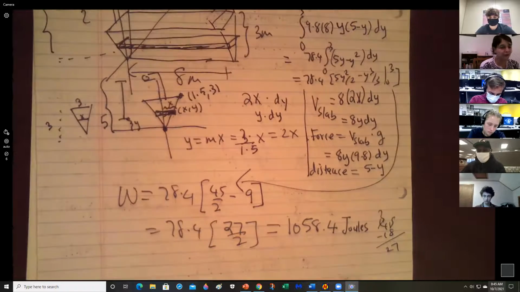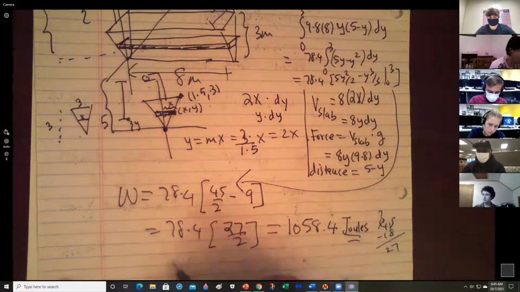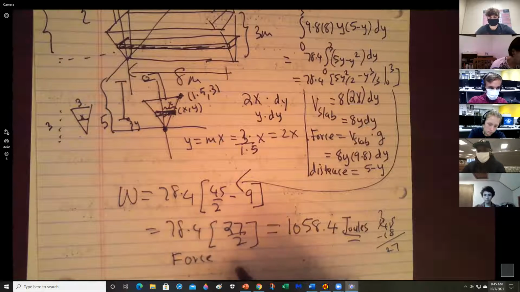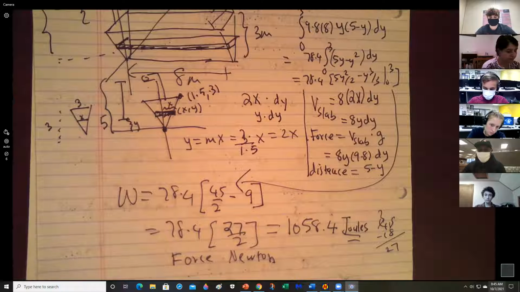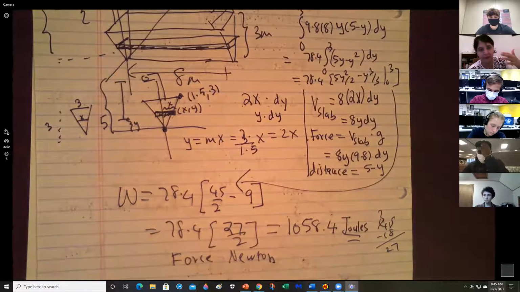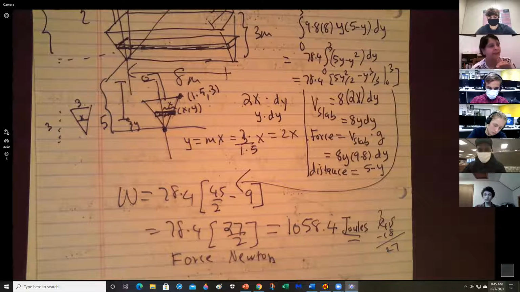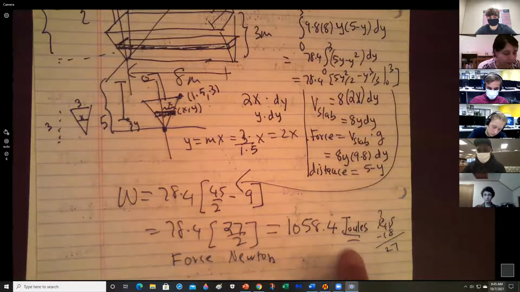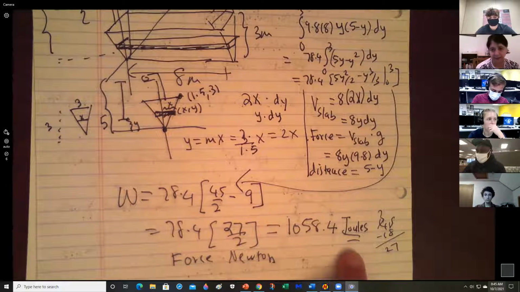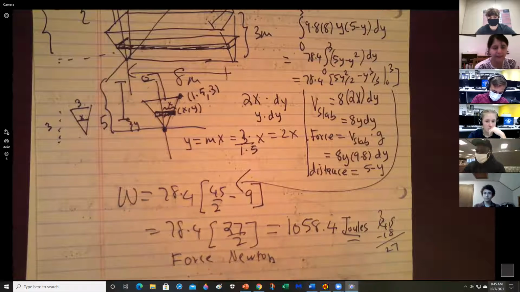Joules is the unit for work. For force, newtons. Work is Newton meter because we're measuring force in newtons and distance in meters. So Newton meter or joules is the unit for work in the metric system. In the non-metric system, you would say foot-pound. Pound is the measure for force, and foot is what you measure distance in.